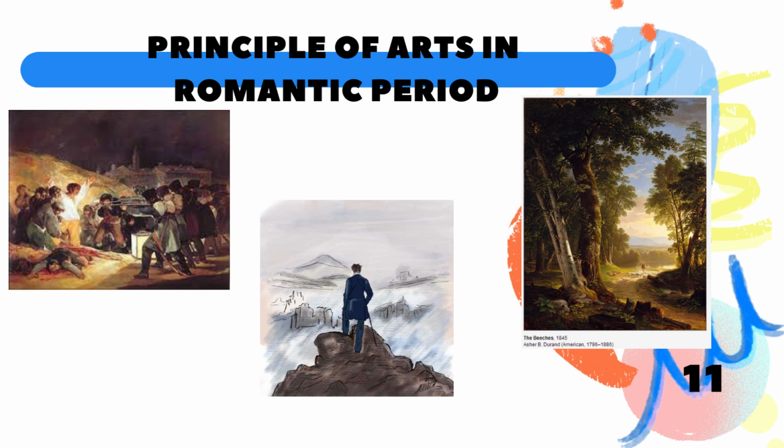And in the last picture, The Beaches. So in this picture, you can see balance. What type of balance can you see? Is it asymmetrical, symmetrical, or radial? Okay, it is a symmetrical balance.